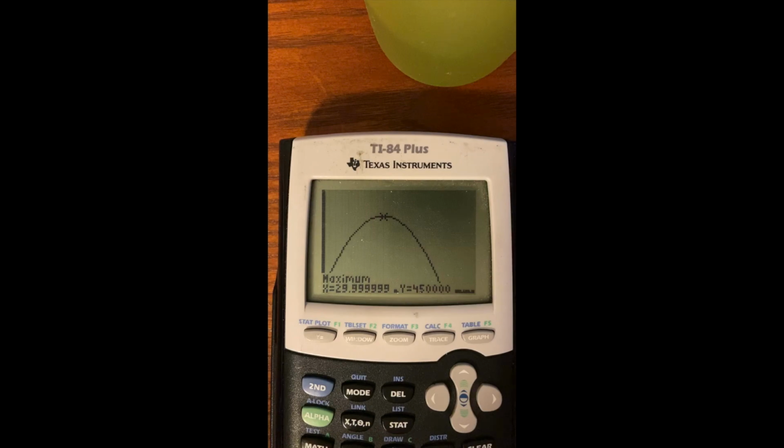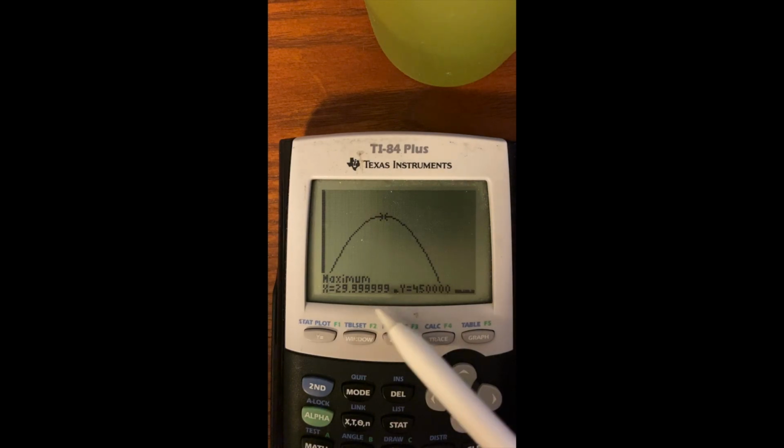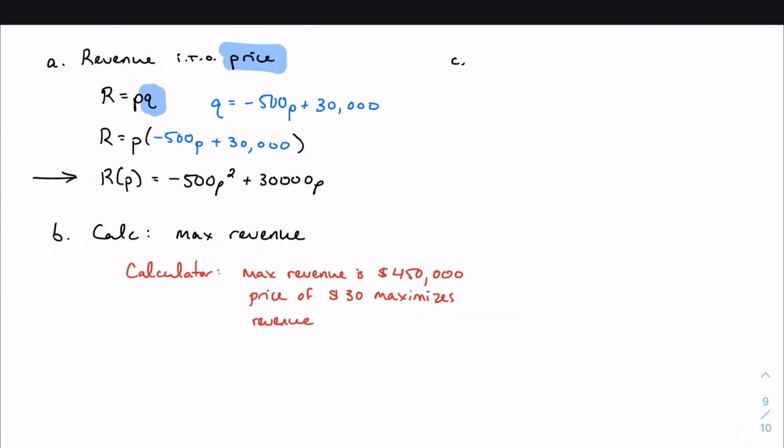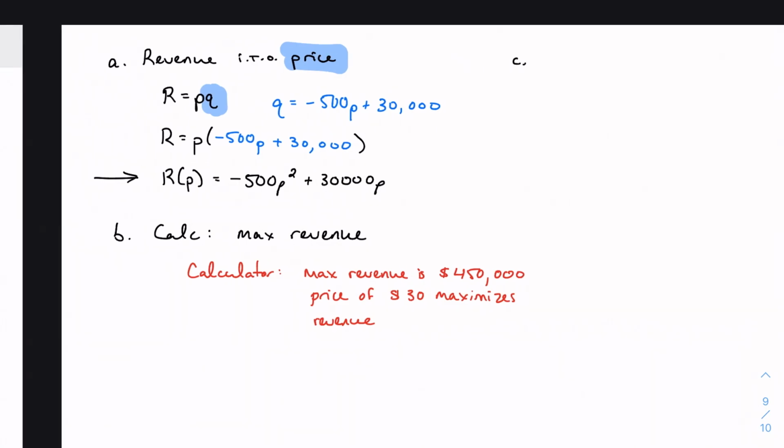One thing that we have to be careful with our maximum and minimum is sometimes our calculator doesn't round, as we can see. So just round this appropriately. That's obviously $30. And then you have your maximum. So the next thing we need to know is our expense function. And I was asked to do that in terms of price.